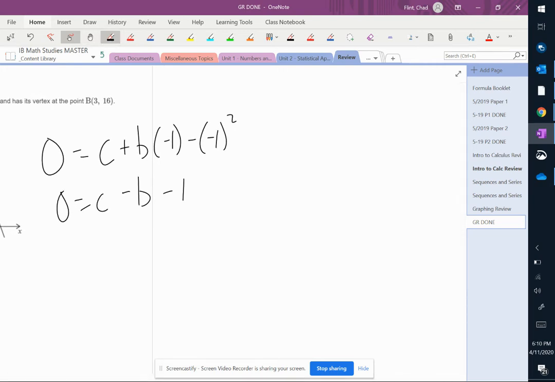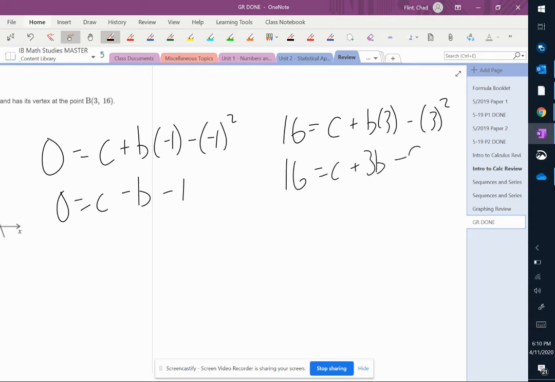When I plug in a 3, I get a 16. This is why I made my mistake the first time. So 16 equals c plus b times 3 minus 3 squared. I put a minus 16 in there the first time. So 16 equals c plus 3b minus 9. So I got these two equations.